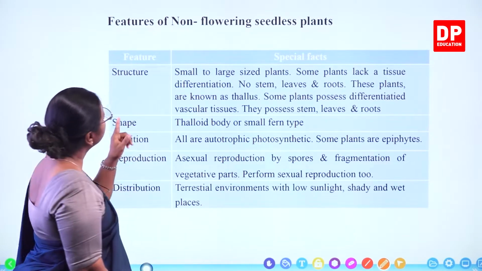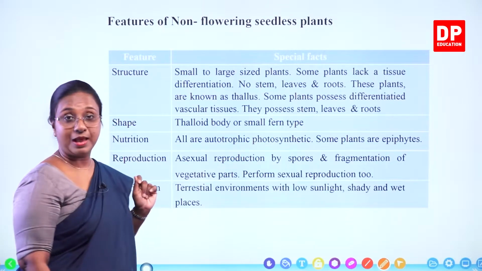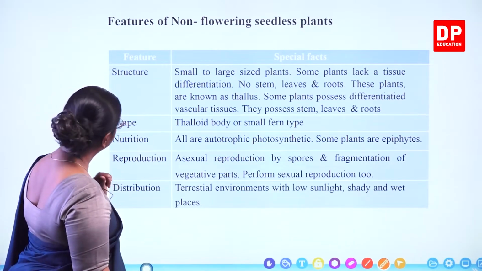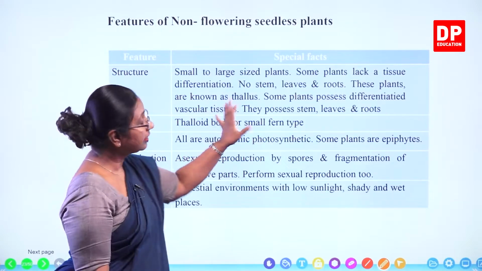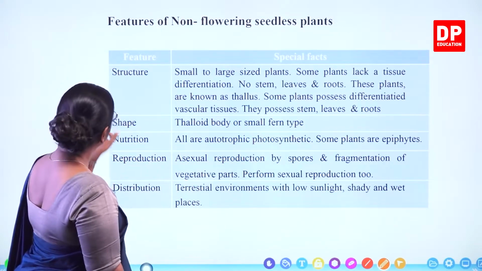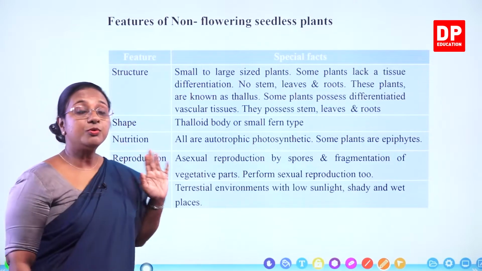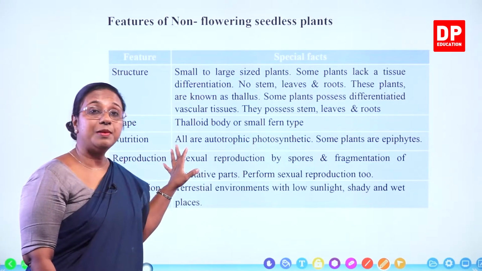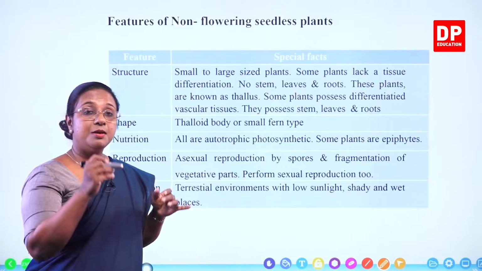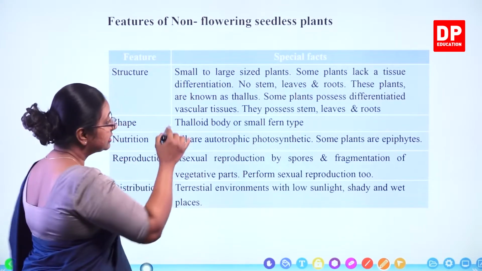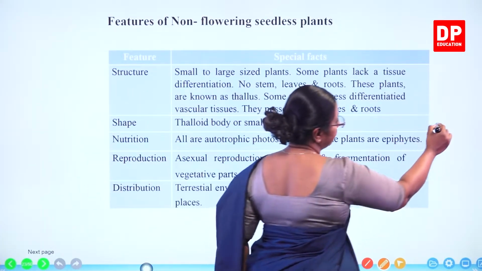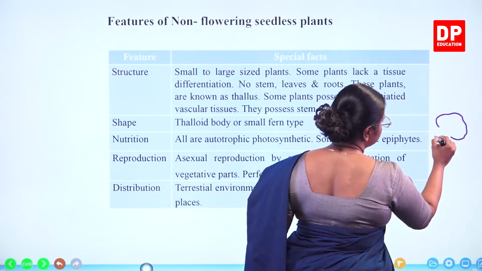So, features of non-flowering seedless plants. Under that we have the feature in the first column and the special facts. Here you can see the first one is structure. Now if you look at the plant, when I showed you all the plants, you can remember Marchantia. Marchantia was a scale-like shaped plant, something like this you were able to see.